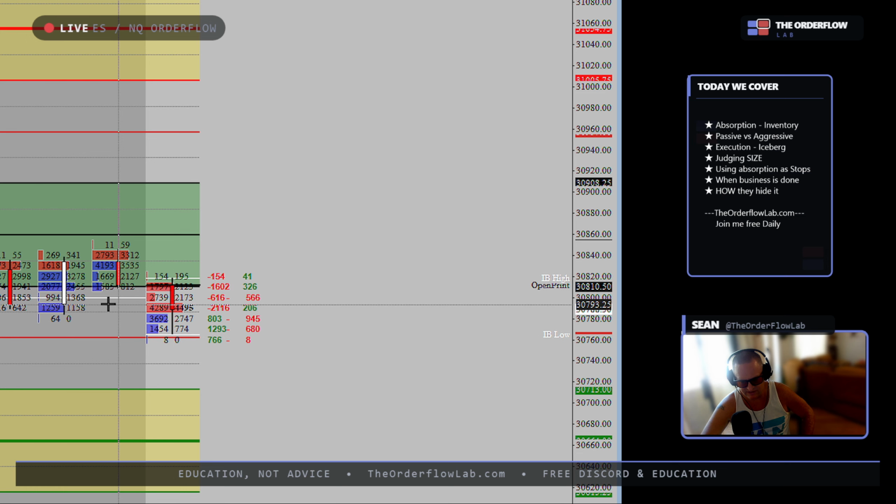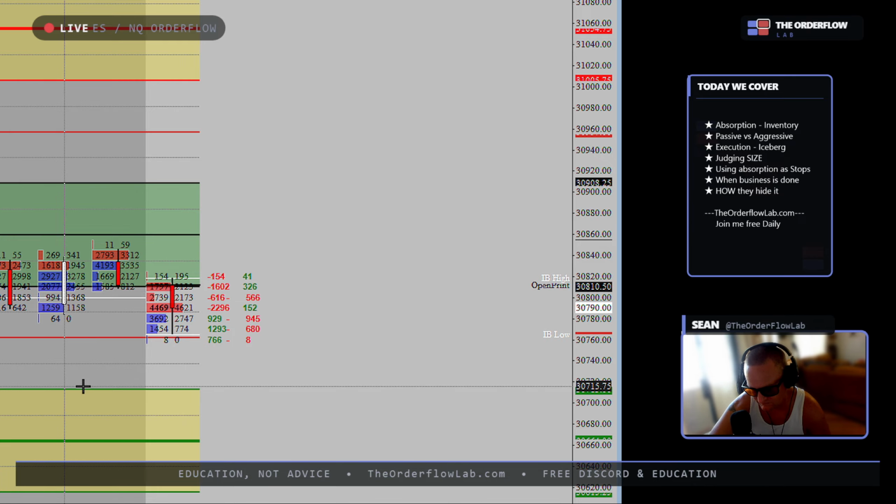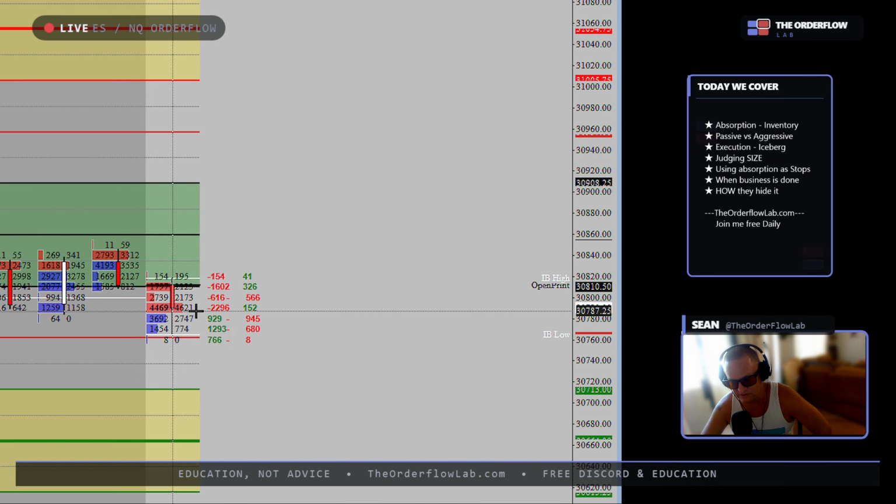Very, very obvious, right? Now look at this. This is great. Look at this right here. 4,621 contracts bought, 4,469 contracts sold. There's literally a difference of 152 contracts at this area. This is absorption. There is somebody here that is dumping and somebody here who is buying, right? They're dumping into this bid. The bid is dumping into the sellers, right?